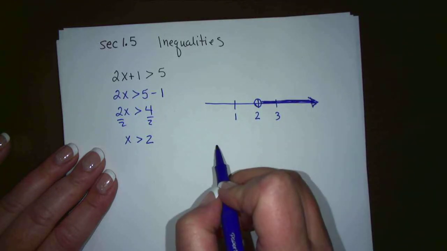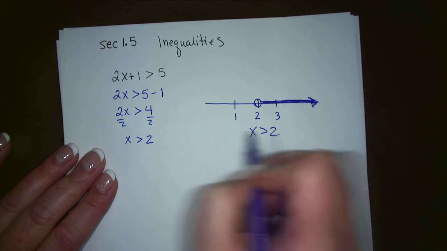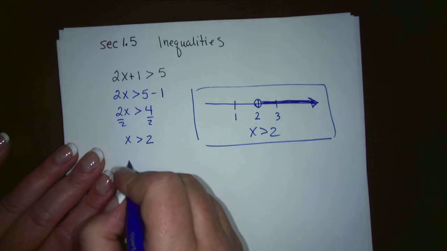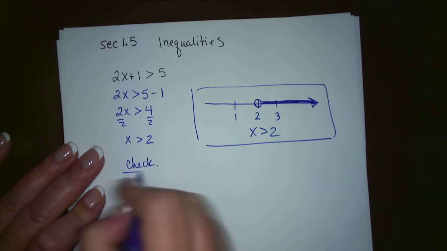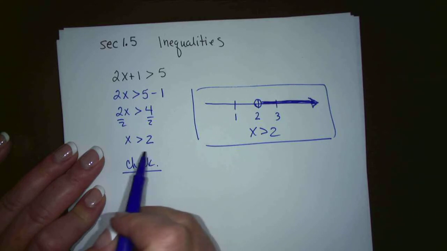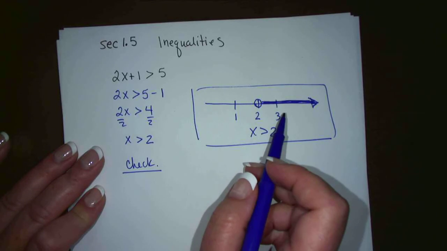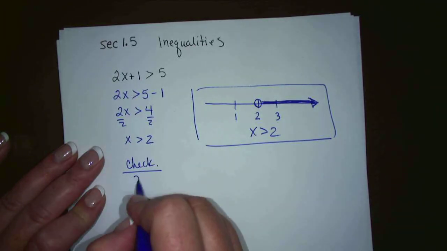There's our answer. So that's what I would be looking for: the answer and a number line. You can always check your answer, and a good way to check to make sure that your sign is going the right direction, that you weren't supposed to switch it or anything, is to pick a number that's bigger than 2, say 3, and plug 3 into the original equation.